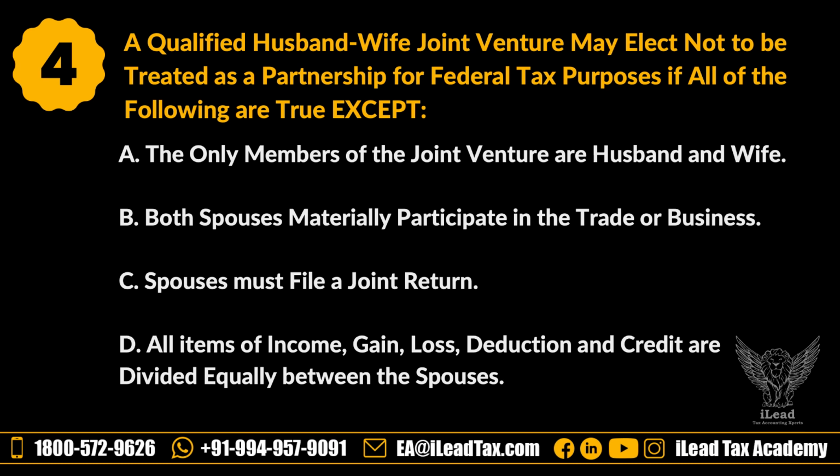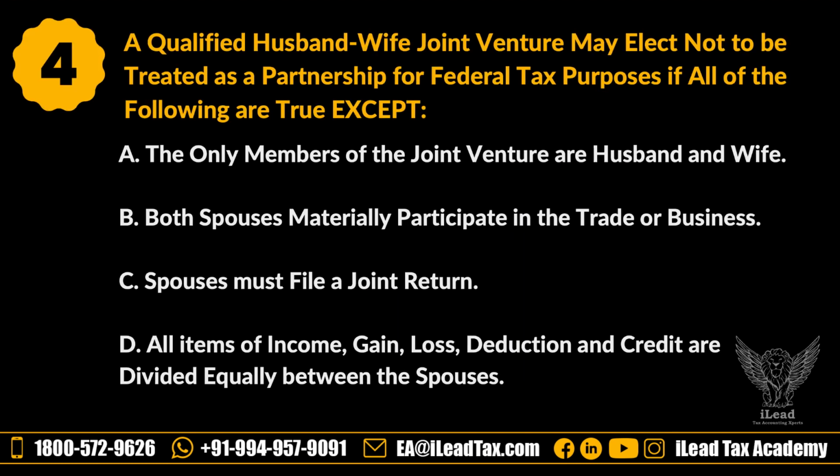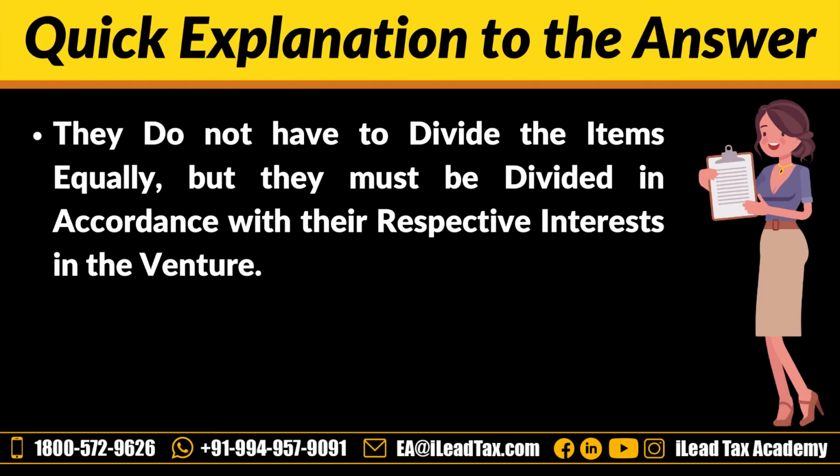Let's see the answer. The answer is D. Let's see why it is D. So here options A, B, C are requirements of a qualified joint venture. D is not a requirement for a qualified joint venture because in a qualified husband-wife joint venture, the division of income, gain, loss, deduction, and credit does not necessarily have to be equal between the spouses. So D is the answer. Let's go to the next question.